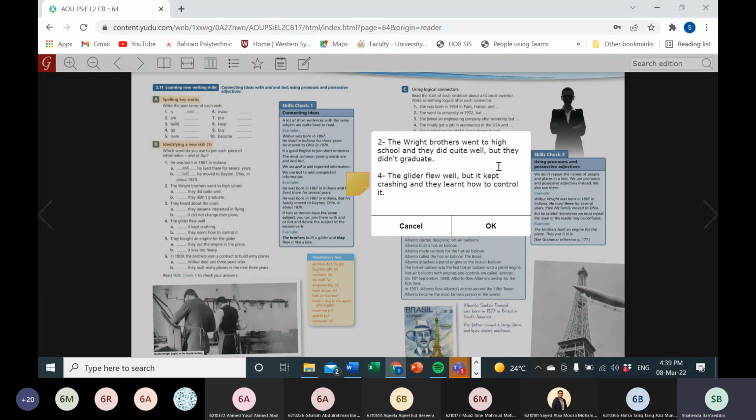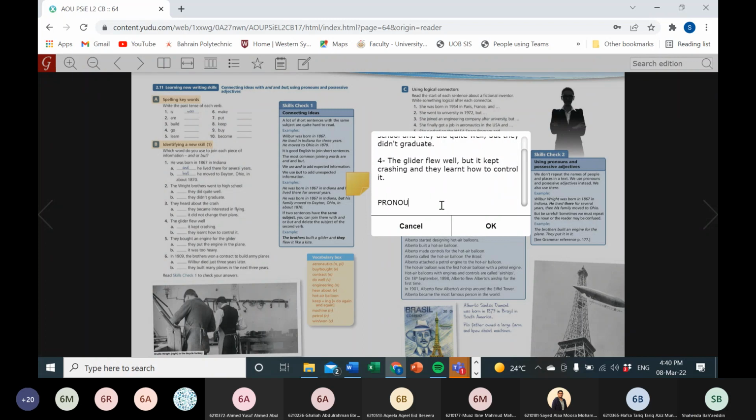Pronouns, ضمائر. They, he, she, it, we. Possessive pronouns or adjectives: our, his, her. Oh my God. No. Pronouns. He, she. This is basic English. They, you, we.